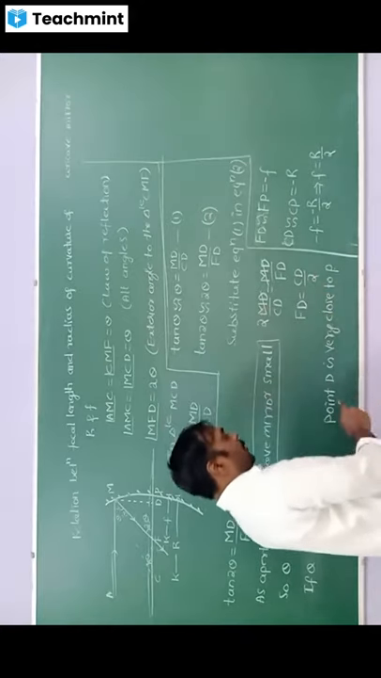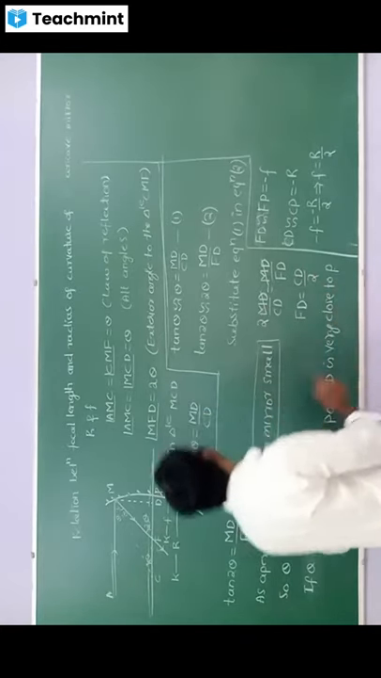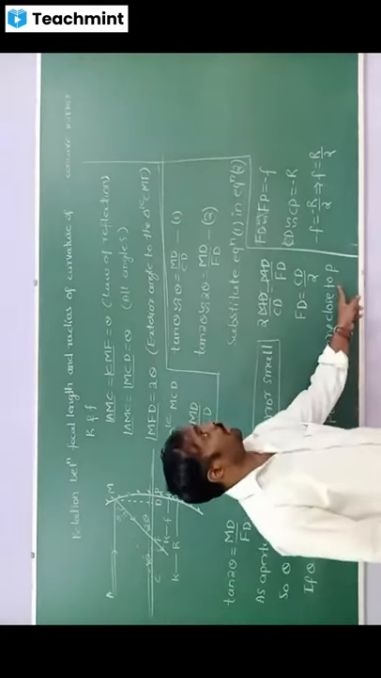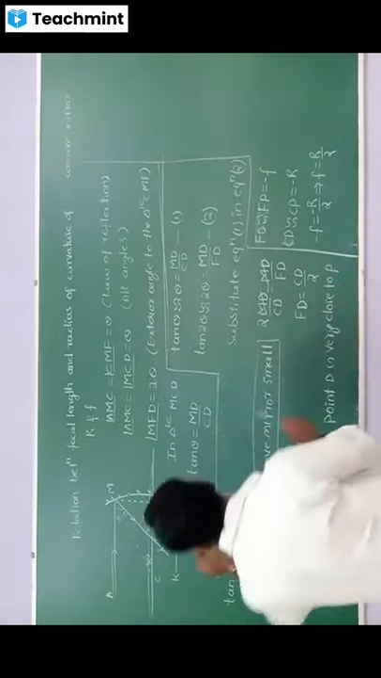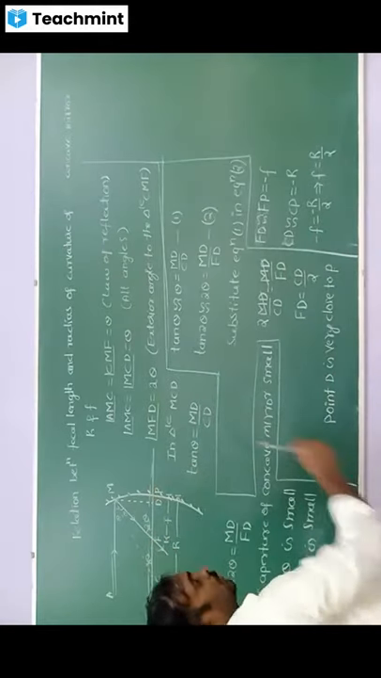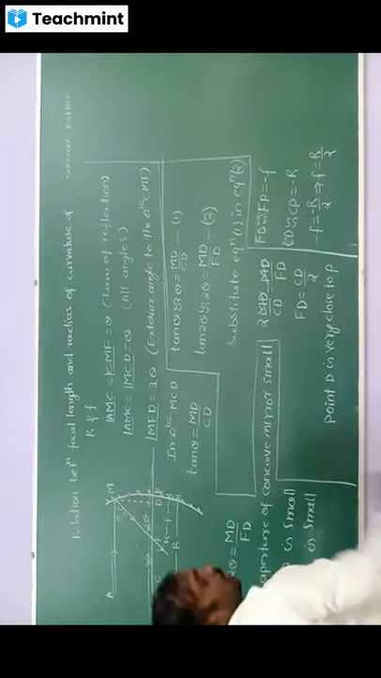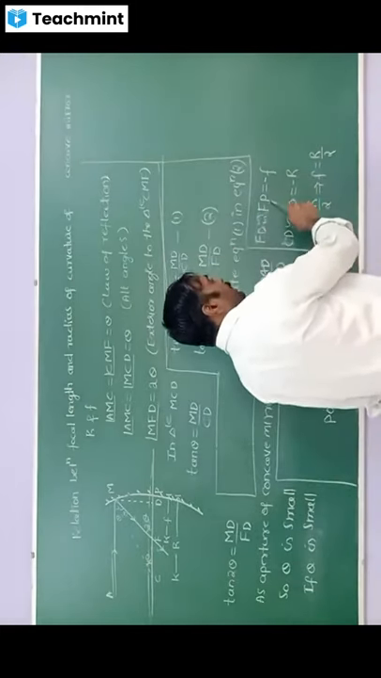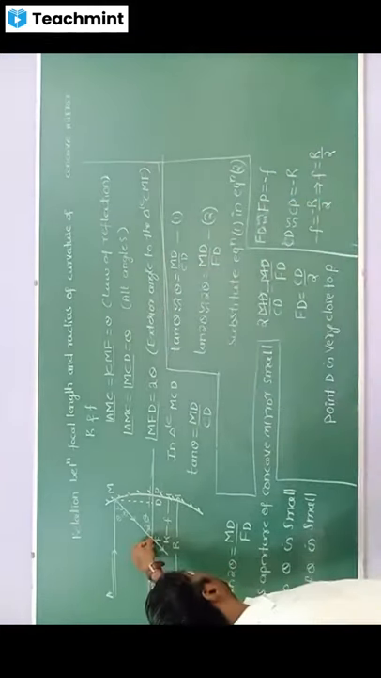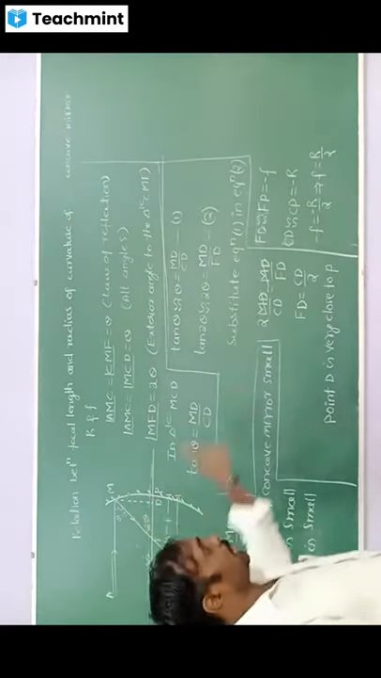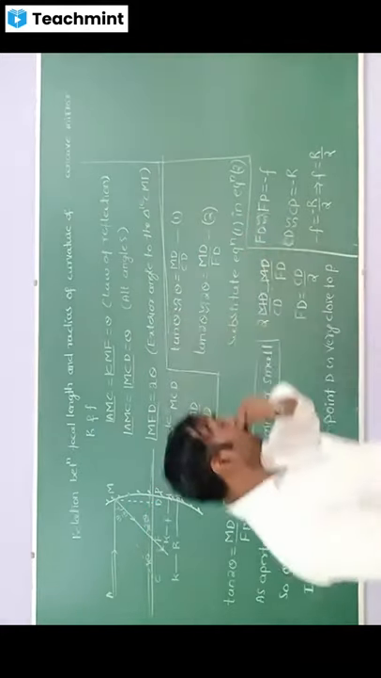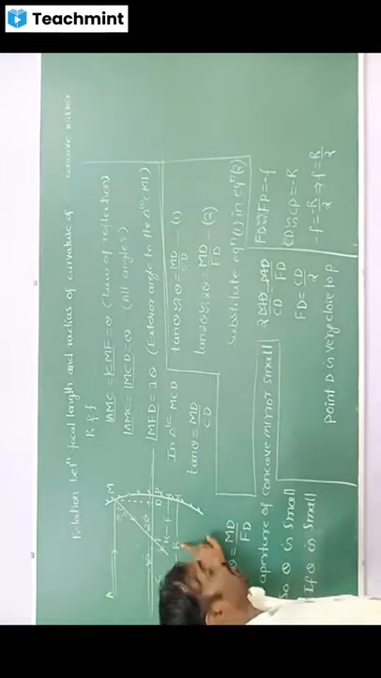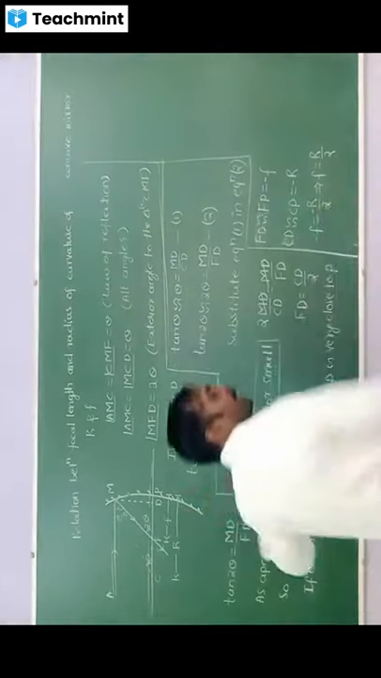So what is FD? The point D is very close to B. Point D is very close to B, so I can write this FD is nearly equal to FB, and CD is nearly equal to CP, which is R. FB, the distance of the principal focus from the pole, is called focal length, denoted by small f. And the distance of the center of curvature from the pole is called radius of curvature, denoted by capital R.